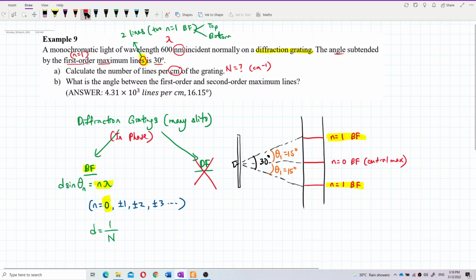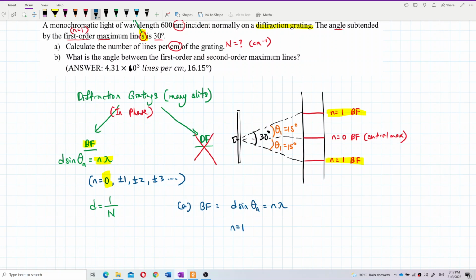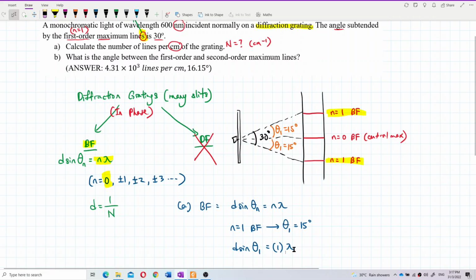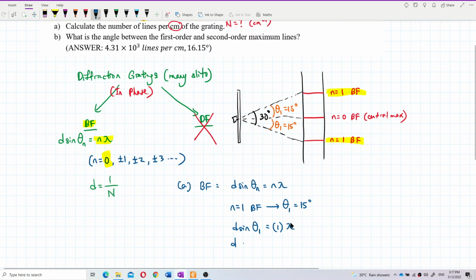Okay, we're going to use the maximum line. Question A. We use the bright fringe formula, which is d sine theta n equal to n lambda. Now he's saying that the first order bright fringe has theta equal to 15. So I can write sine theta 1 equal to 1 lambda. This is for the first order bright fringe, n equal to 1. So put in the value to find the d: sine 15 degrees, and then 1 lambda.